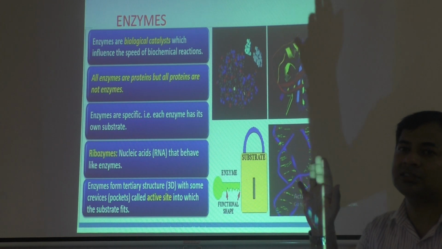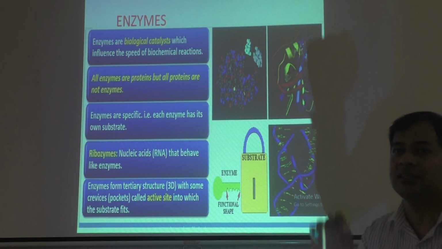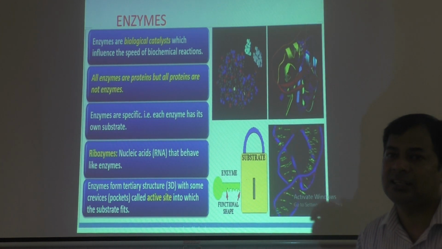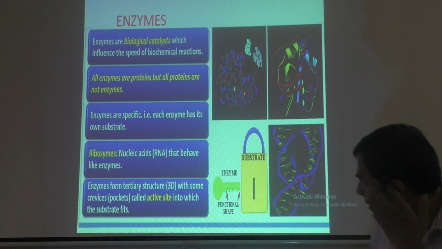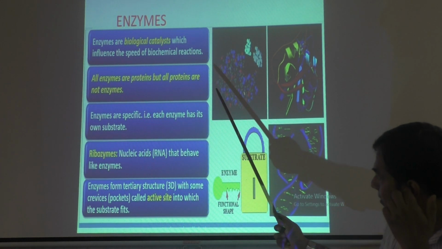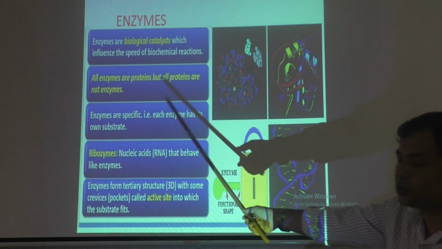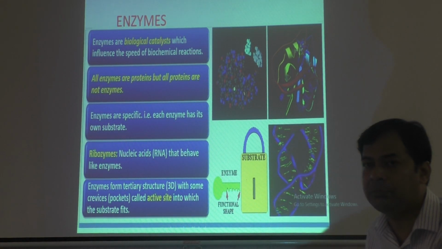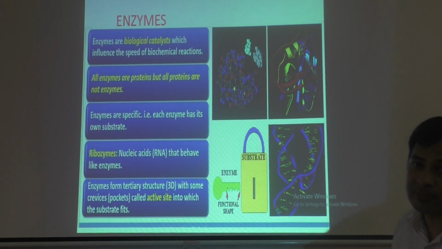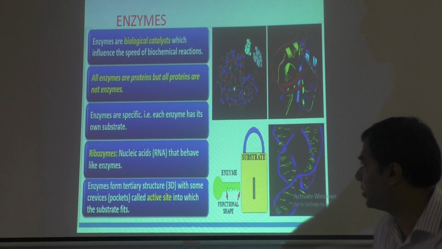Okay, if an enzyme works, then it is called enzyme activity. There is no enzyme activity if you take a different enzyme and a different substrate. That is why I said enzyme is very specific. Each enzyme has its own substrate. So lactase enzyme has only milk as substrate. Amylase enzyme has only starch as substrate.